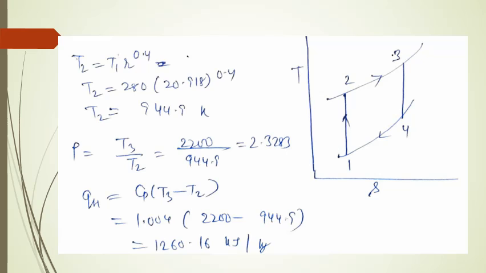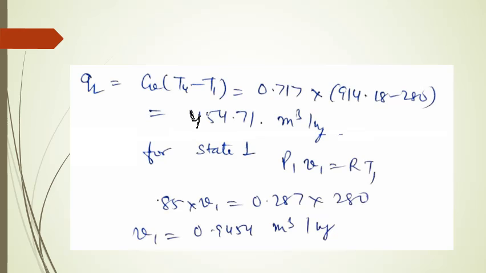Now the heat added is equal to Cp into T3 minus T2, and that comes out to be 1260.16 kilojoule. Heat rejected, which is equal to Cv into T4 minus T1, comes out to be 454.71 meter cube per kg.